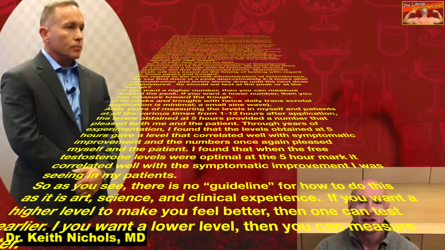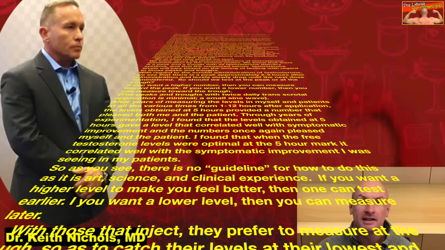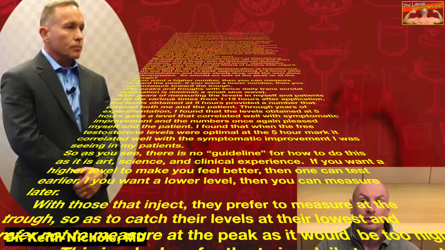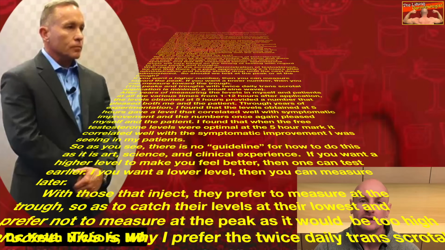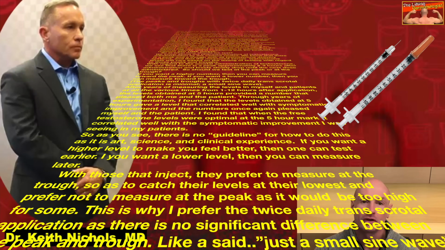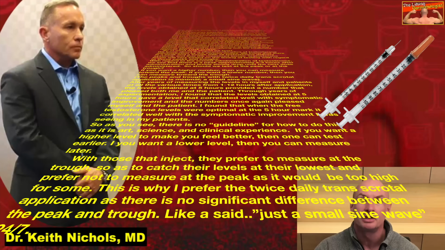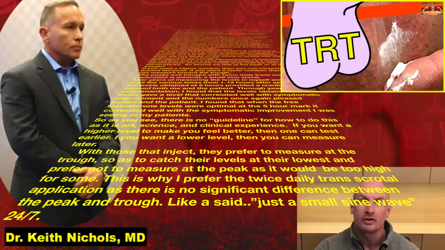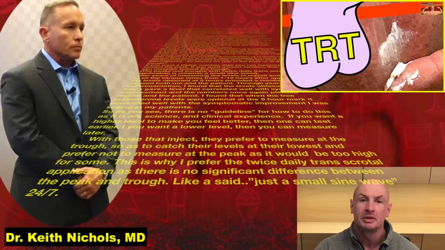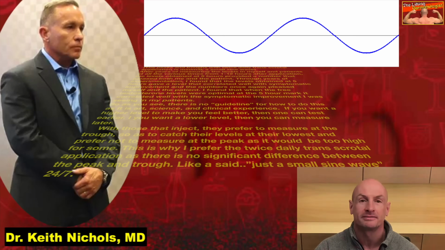So, as you see, there is no guideline for how to do this, as it is an art, science and clinical experience. If you want a higher level to make you feel better, then one can test earlier. If you want a lower level, then you can measure later. With those that inject, they prefer to measure at the trough, so as to catch their levels at their lowest, and prefer not to measure it at the peak, as it would be too high for some. This is why I prefer the twice daily transscrotal application, as there is no significant difference between the peak and trough. Like I said, just a small sine wave, 24/7.